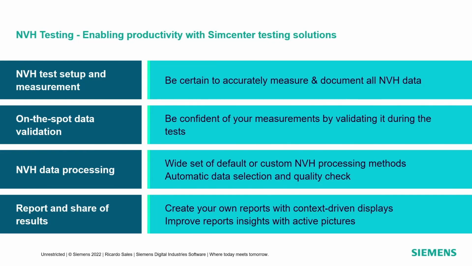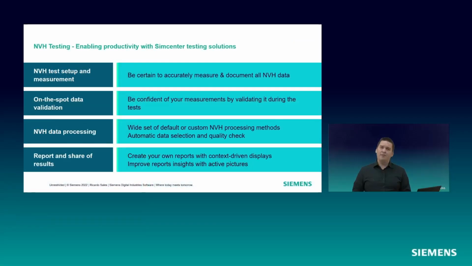So this is the end of this demonstration. We saw that Operational NVH campaigns can be divided into some parts, and all of them need to have optimized tasks, so that overall we have very good productivity and a lot of efficiency in any part of the process. We saw that for the test setup and measurement, we need to make sure that we are measuring correctly and documenting the measurement. On-the-spot data validation as well, to make sure that the data quality is assured.